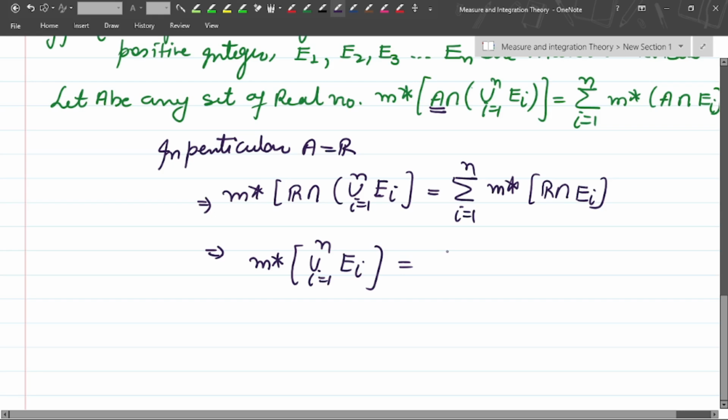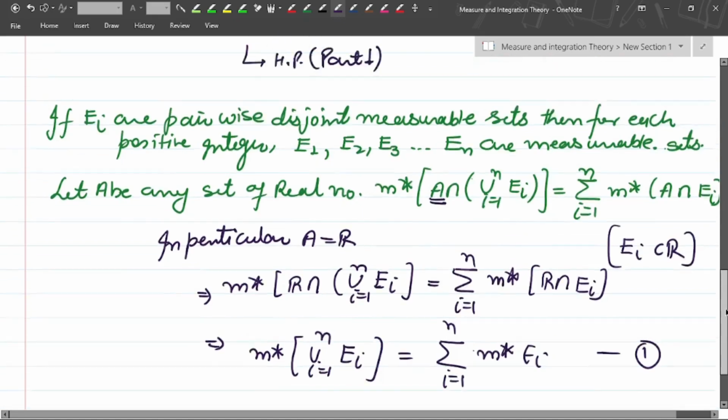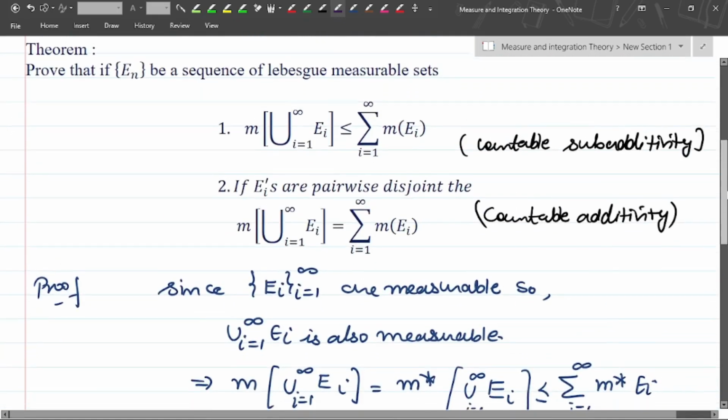This is basically equal to the summation i = 1 to n of the outer measure of R with E, because E is a subset of R, then the intersection is what? Because Ei is a subset of R, then we can write it as just E. This is the equation number 1. Now, next. I think this is what we are going to prove.